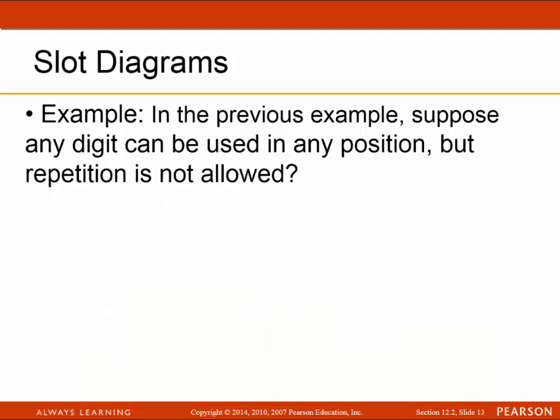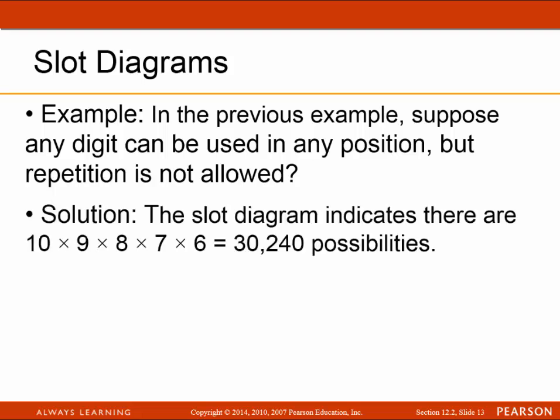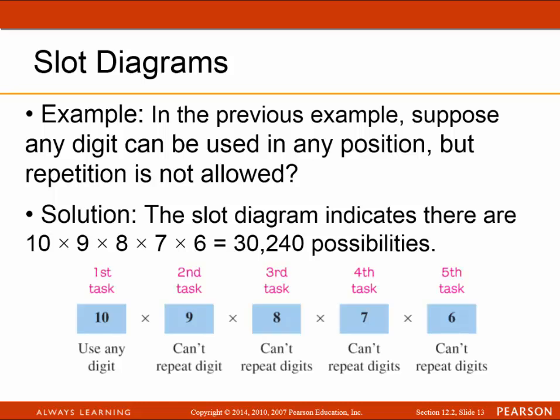Now, in the previous example, suppose that any digit can be used in any position, but repetition is not allowed. So therefore, we can't have 1, 1, 1, 1, 1, right? And so how many possibilities do we have then? Here the slot diagram indicates that we can have 30,240 possibilities. So 10 for the first one, 9 for the second one, 8 for the next one, then 7, and then 6. Because every time a digit is chosen, it's taken out of the group of digits that's going to be used for the next possible digit.